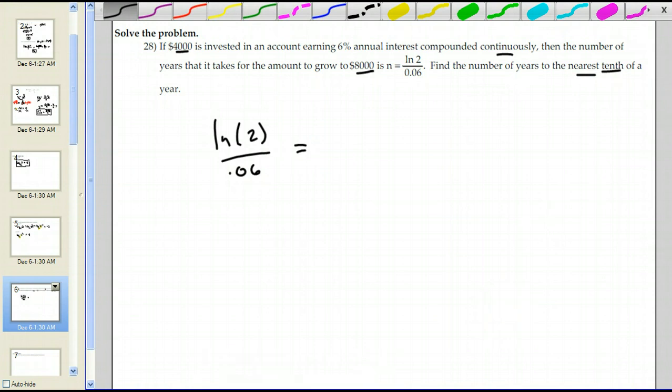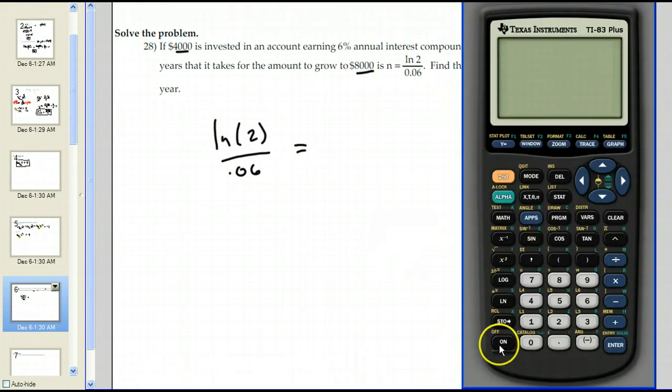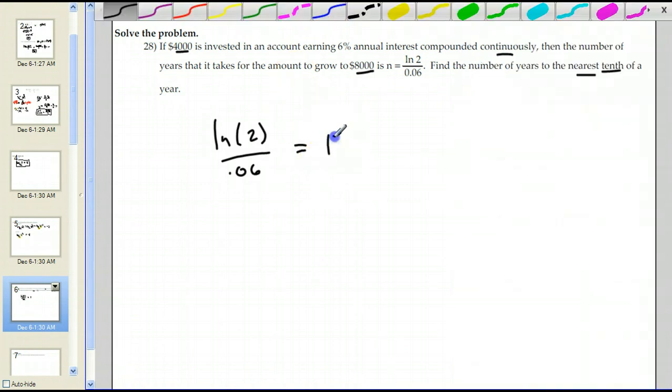So natural log of 2, close parentheses, divided by 0.06. So 11.55, and to the nearest tenth, that would be 11.6. Nearest tenth of a year, so 11.6 years.